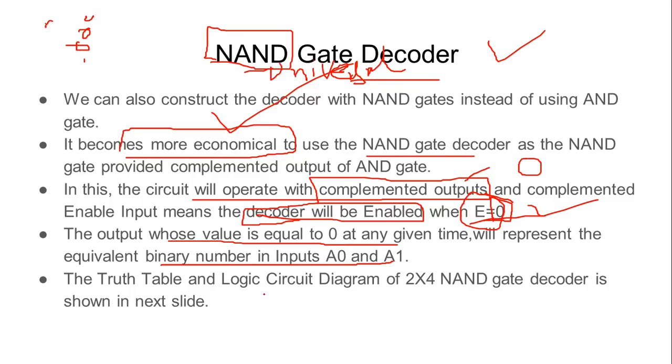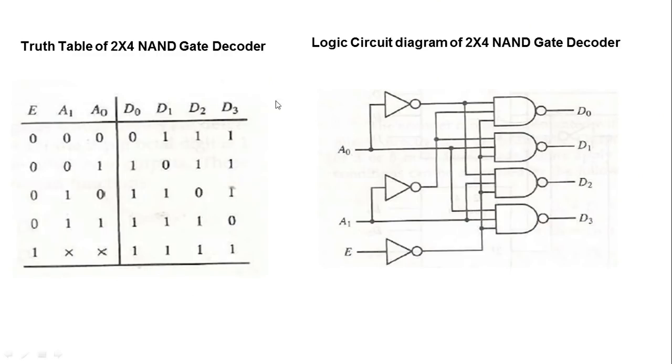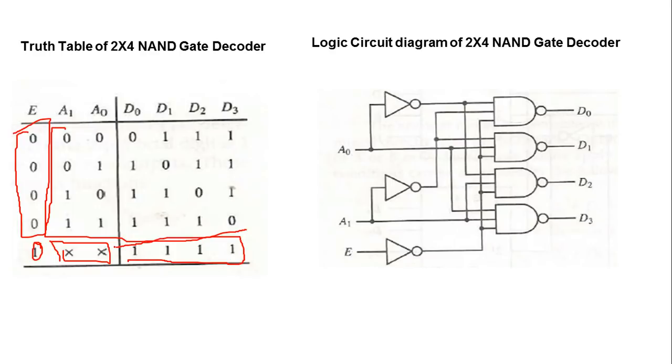So the truth table and the logic circuit diagram are explained here. You can have a quick review of it. Like I was saying, enable in this case of NAND gate should be equal to 0. If it is equal to 0, only then the circuit will operate, otherwise the circuit will not operate. If the value of E is equal to 1, whatever the value present at A0 and A1, it is not going to yield any result. So 1, 1 means nothing is displayed here. Okay.